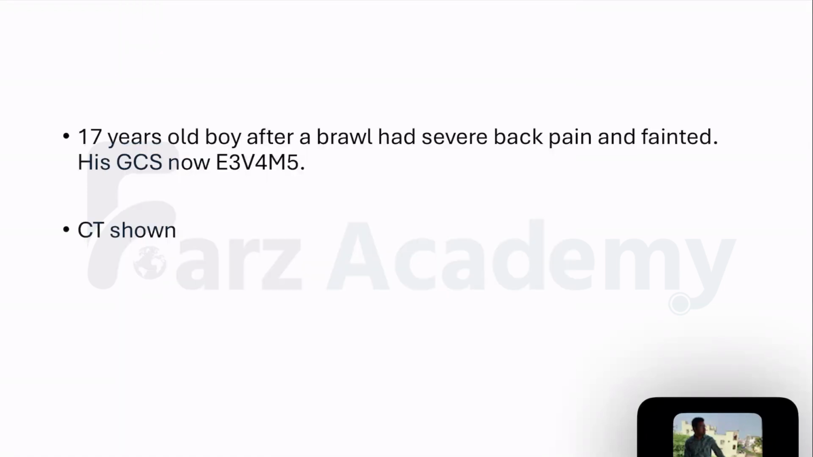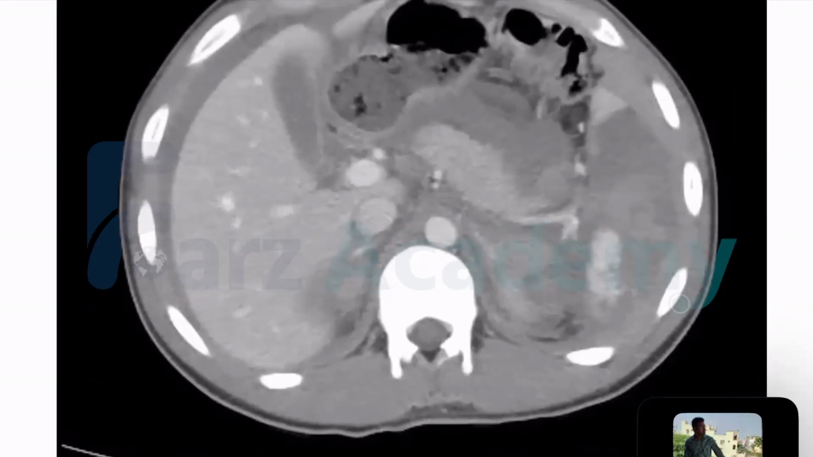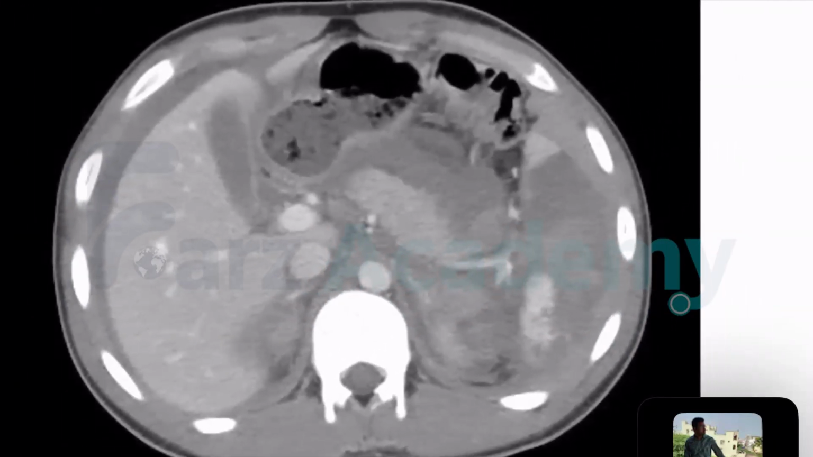So this is a 17-year-old boy who, after a brawl, had severe back pain and fainted. His GCS is now 12. CT scan is shown. So what is the CT scan demonstrating? CT abdomen. There is, it looks like a splenic rupture, I guess. There are some hyperdense lesions in the spleen.